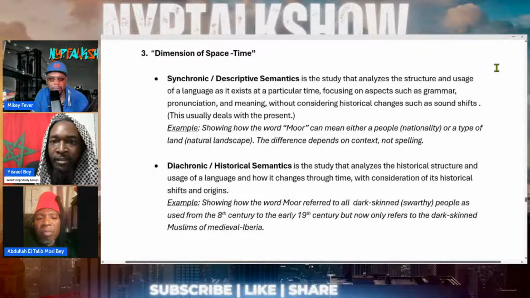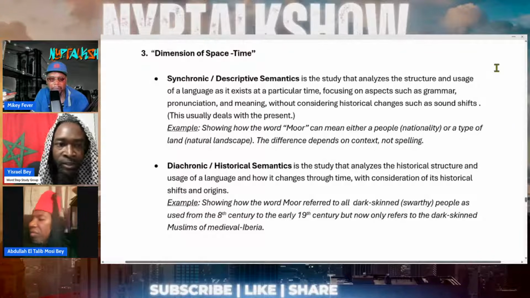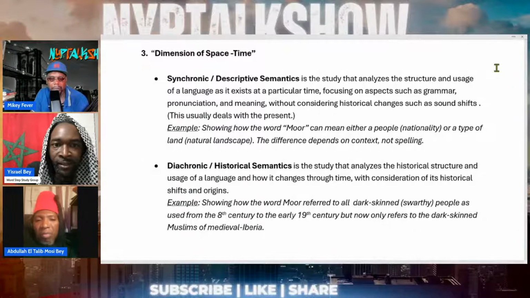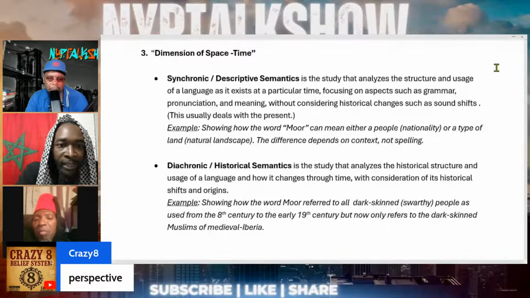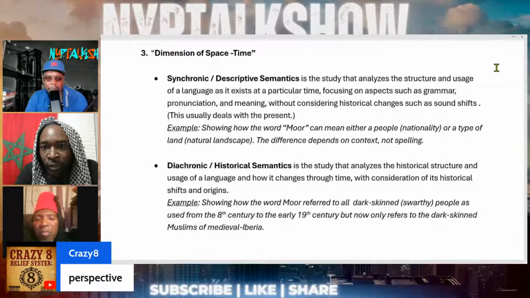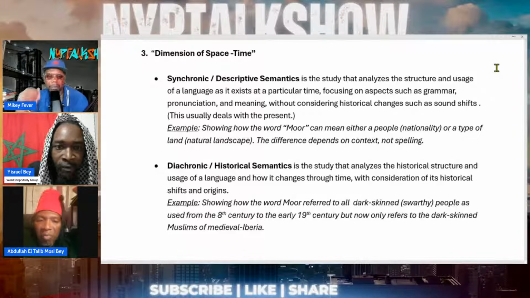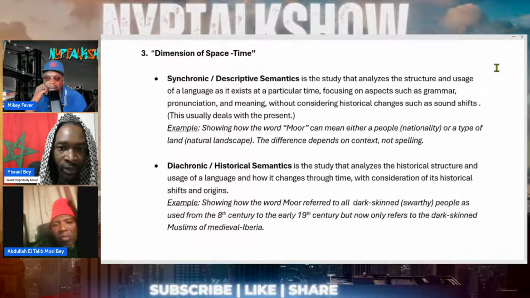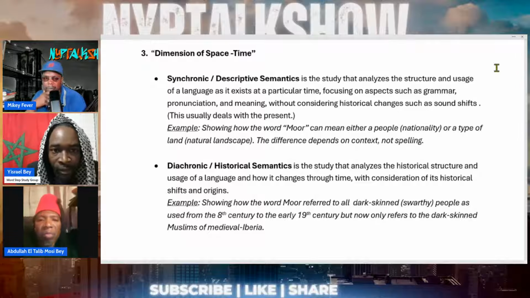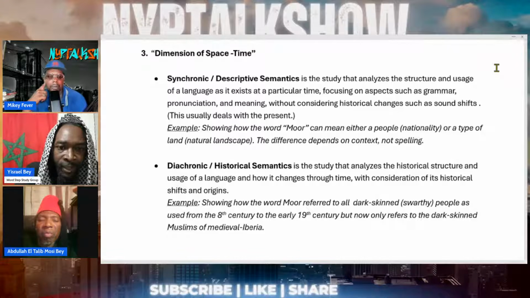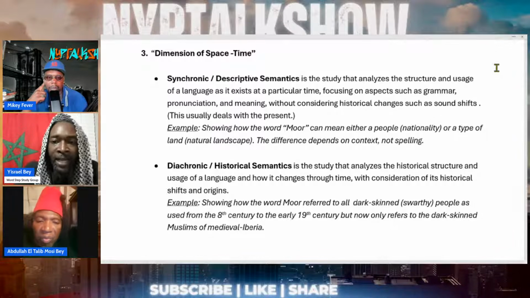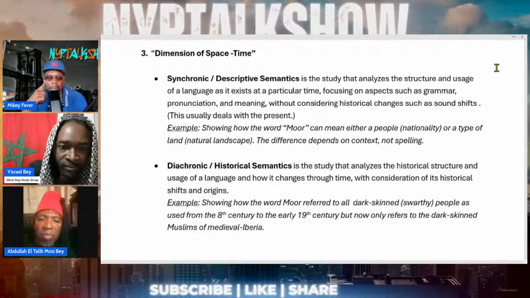Synchronic or descriptive semantics is the study that analyzes the structure and usage of a language as it exists at a particular time, focusing on aspects such as grammar, pronunciation, and meaning, without considering historical changes such as sound shifts. This usually deals with the present. Example, showing how the word Moor can mean either a people, nationality, or a type of land, natural landscape. The difference depends on context, not spelling.